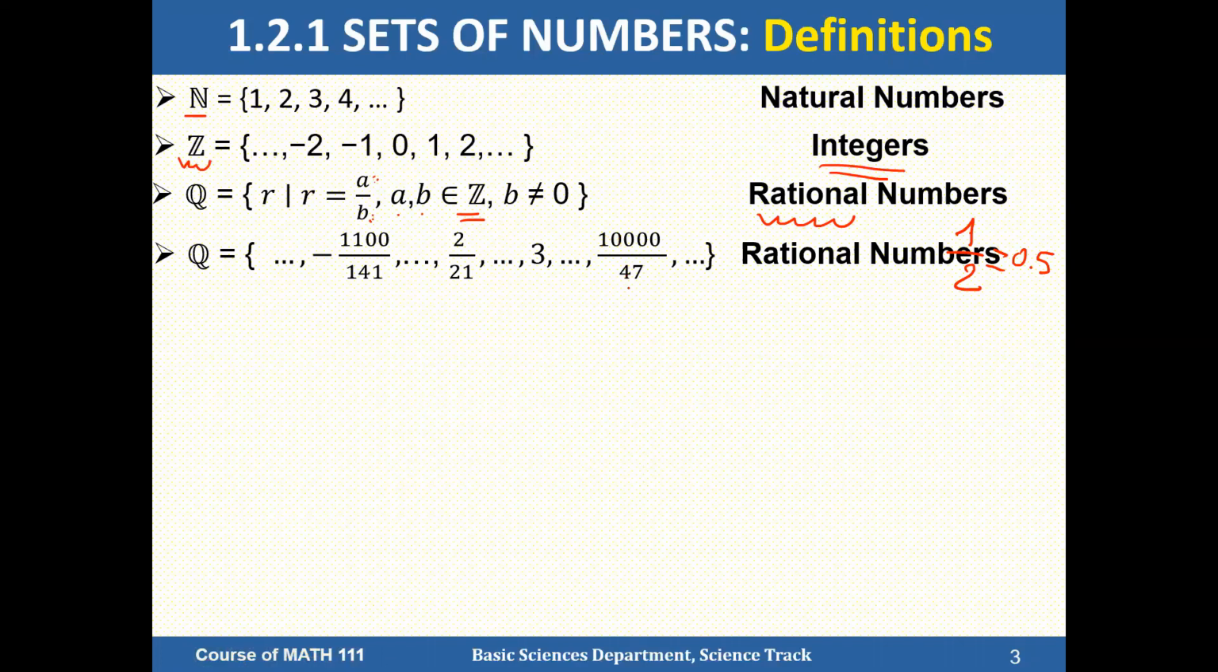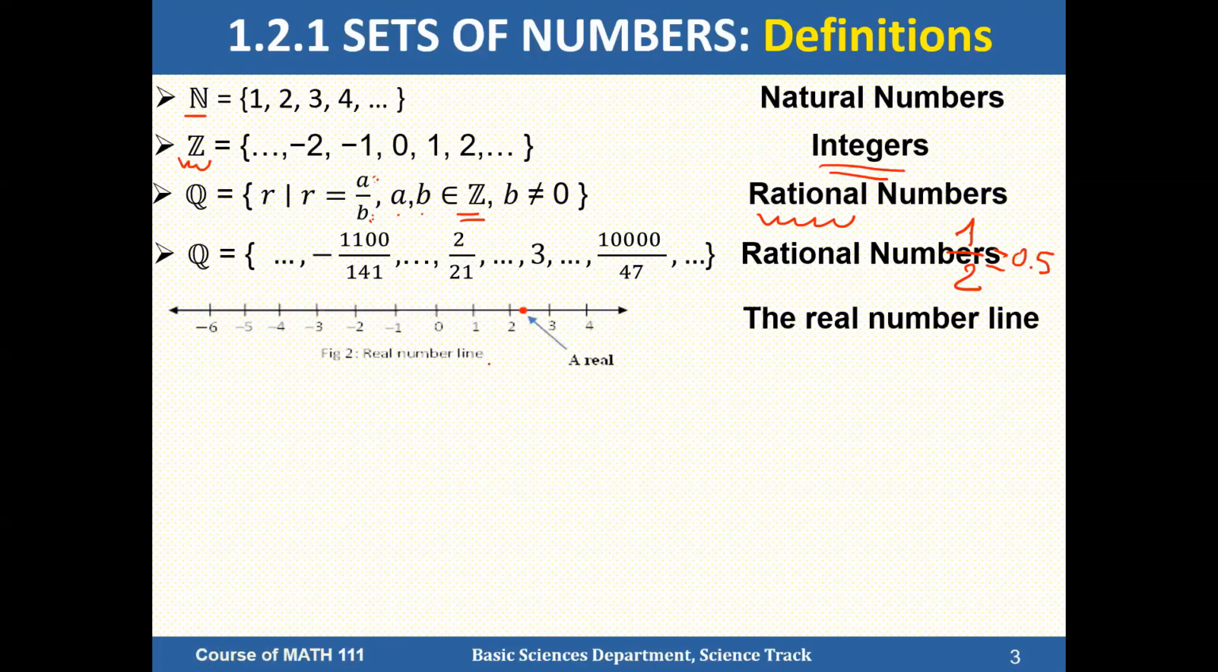10,000 over 47 is a rational number since it's the ratio of two integers. 2 over 21 is a rational number. 3 is a rational number. So the rational numbers are a larger set containing both integers and natural numbers.